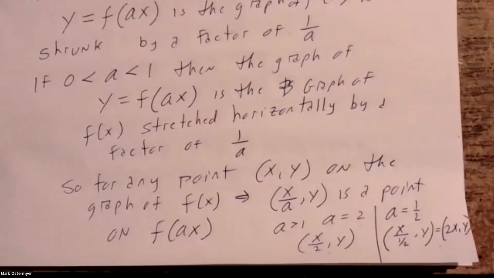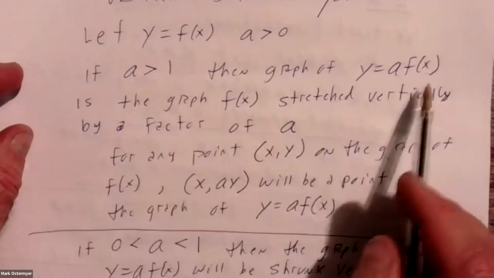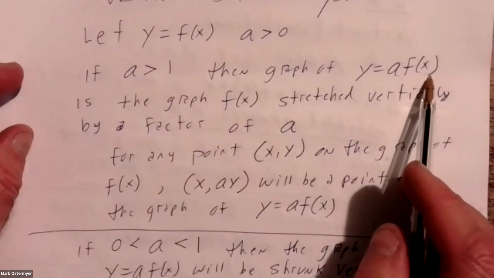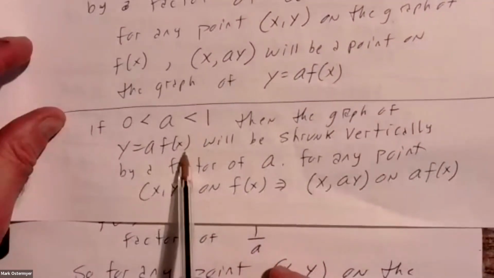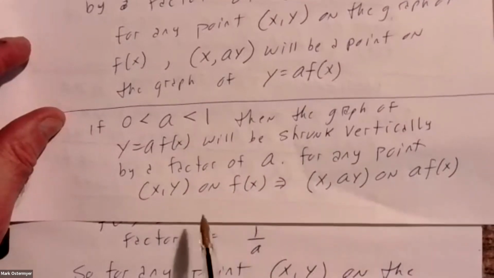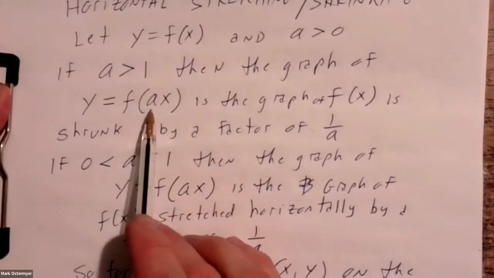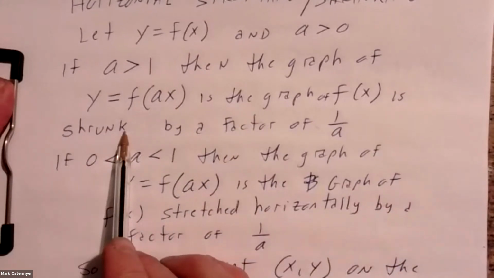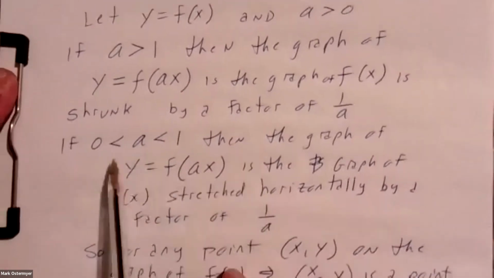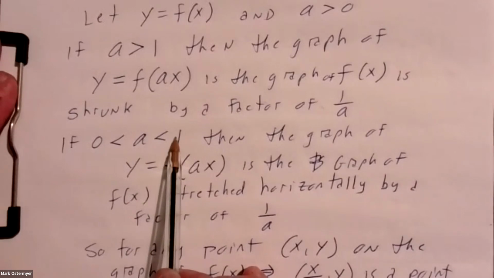So the way to remember it is this: vertical stretching and shrinking is just the opposite of horizontal stretching and shrinking. If a is greater than 1 and you multiply the function by a, the graph is stretched vertically by a factor of a. If a is some real number between 1 and 0, and you multiply the function by a, the graph is shrunk vertically by a factor of a. If, however, a is greater than 1 and you form a new function f(ax), then the graph of f(x) is going to be shrunk, not stretched, shrunk horizontally by a factor of 1 over a.